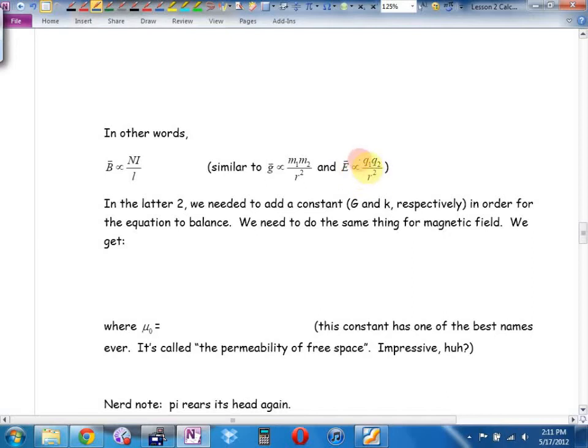We used a K, 9 times 10 to the 9th. To make this an equation, we put a constant there. We used a capital G, 6.67 times 10 to the negative 11. To make this an equation, we have to say this.